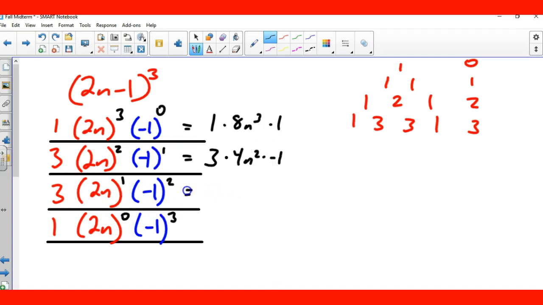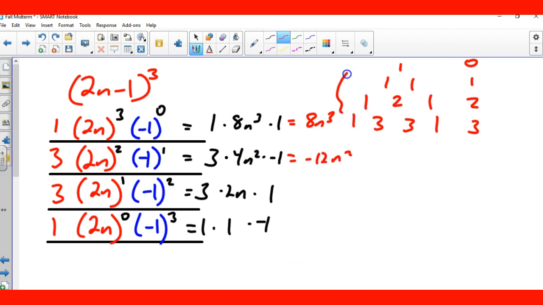Right here, 3. 2n to the first is 2n. Negative 1 squared is going to be positive 1. You have 1. Times 2n to the 0 is 1, and negative 1 cubed is negative 1. So now, 1 times 8n cubed times 1 is 8n cubed. 3 times 4 is 12. 12 times negative 1 is negative 12. And you still have n squared right here.